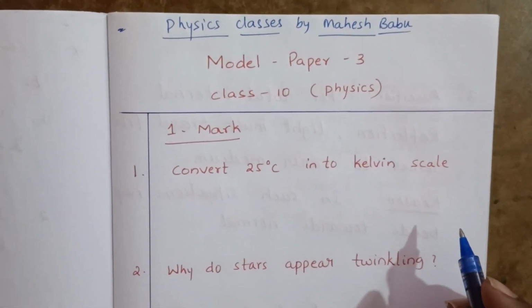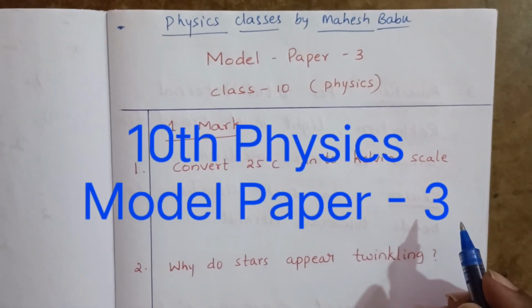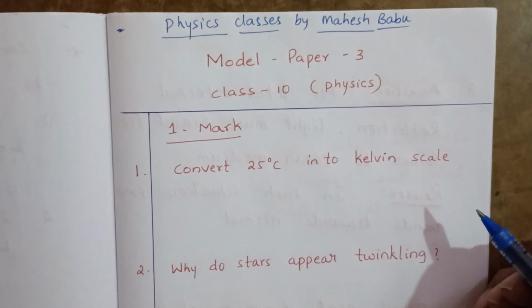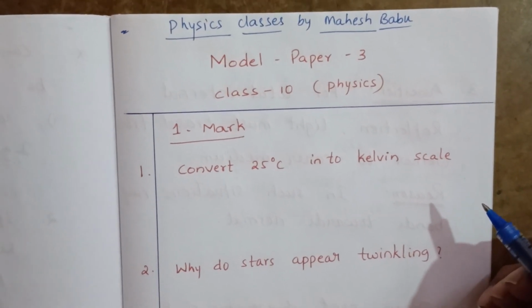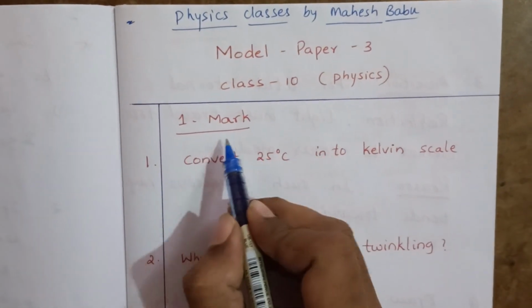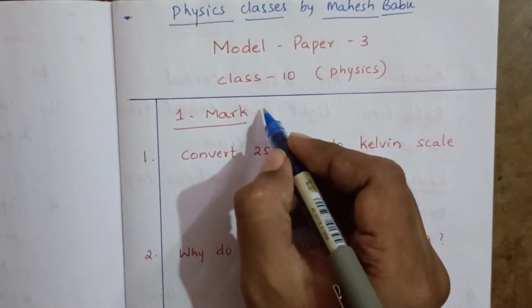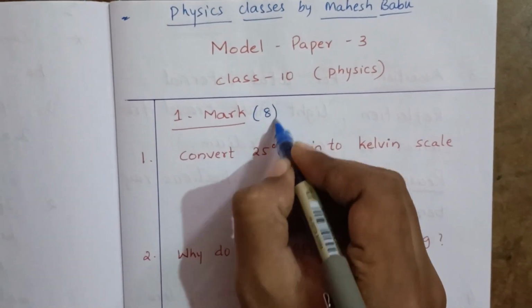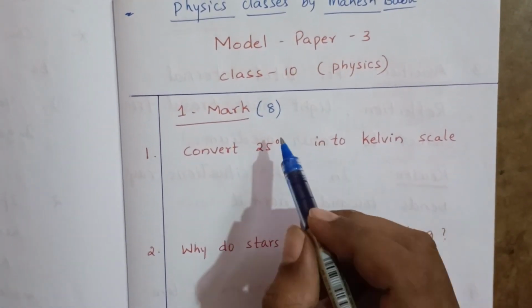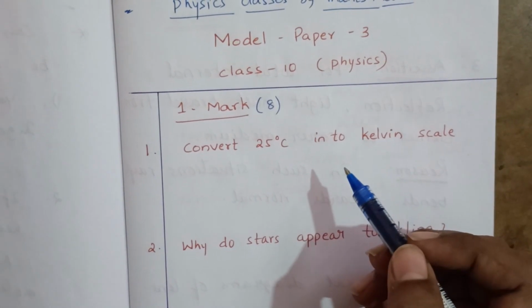Now we are discussing 10th class physics model paper 3. Now we will discuss today model paper 3. Now the first question is 1 mark questions. We will get total 8 questions: 5 physics, 3 chemistry.